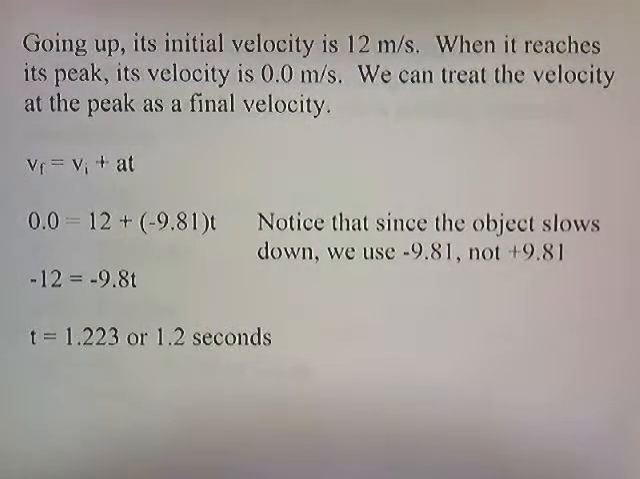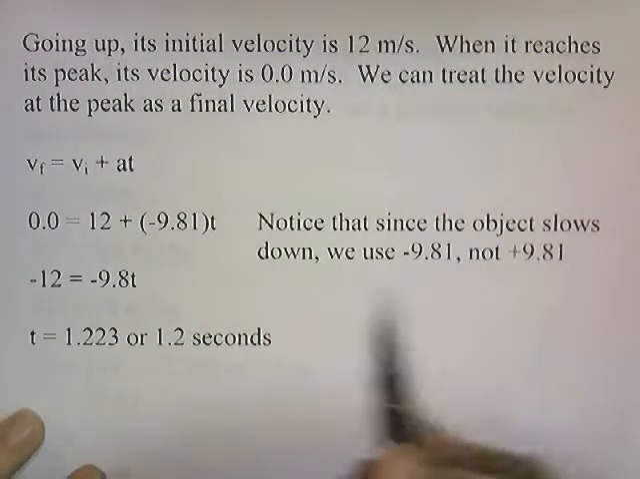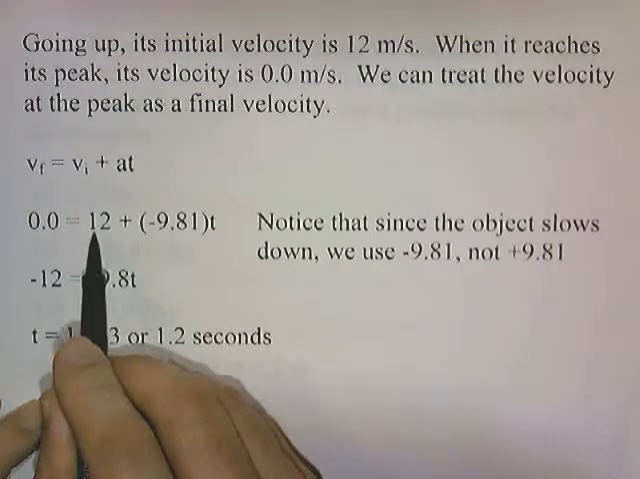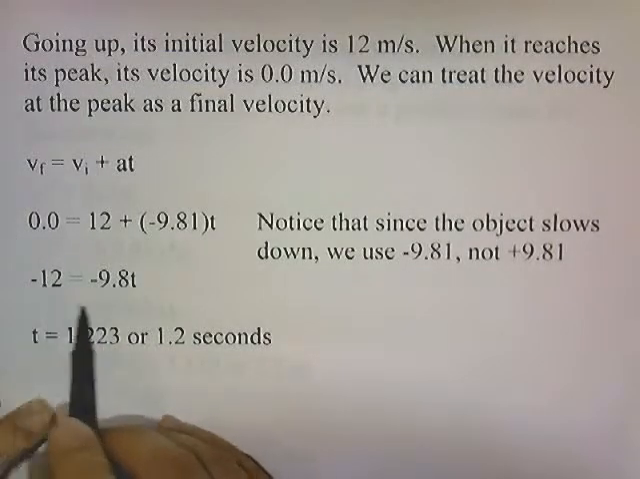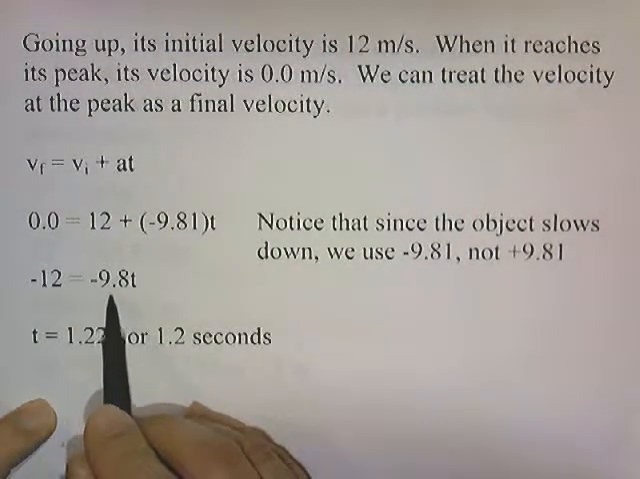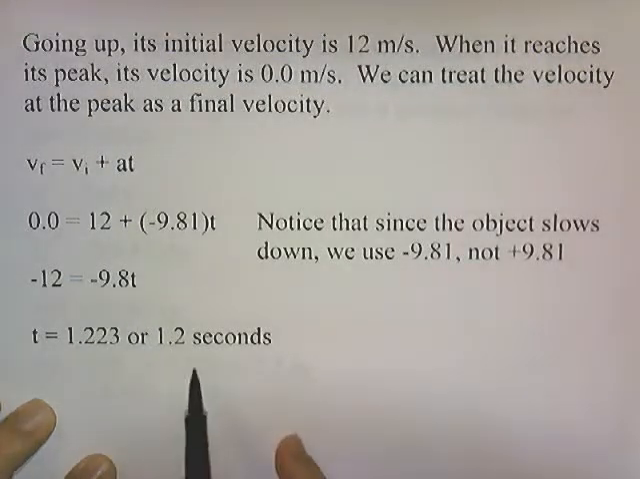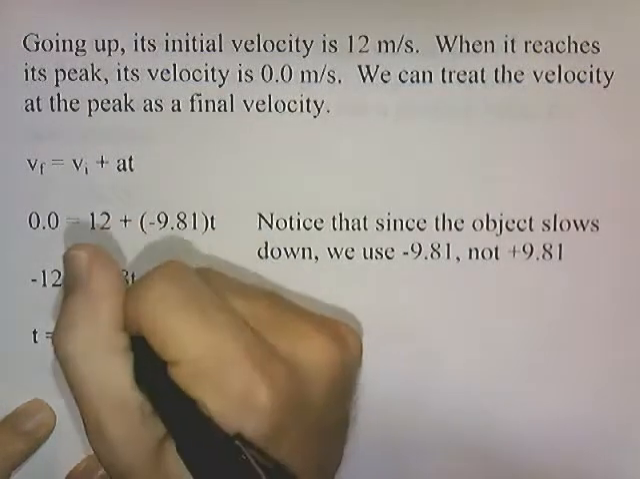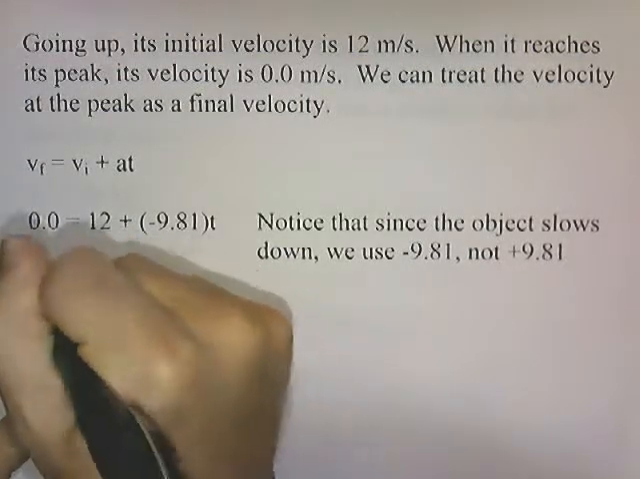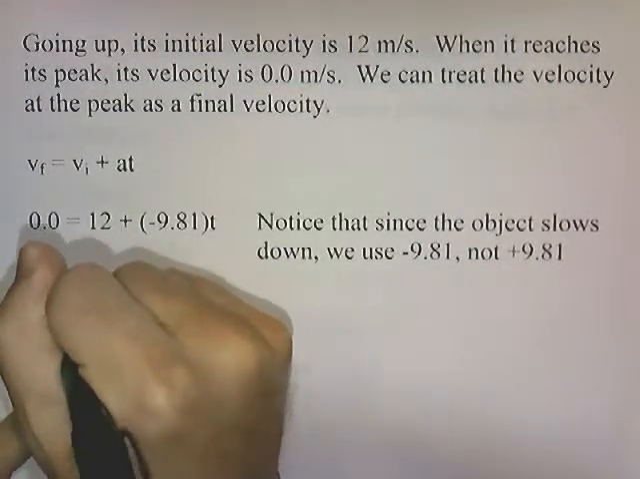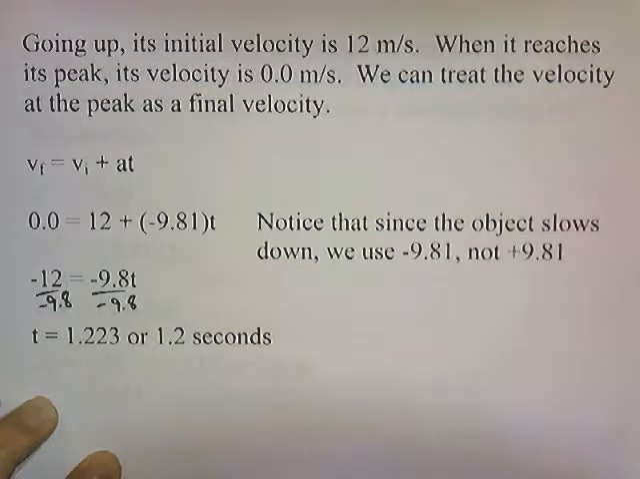Anytime the object slows down or changes direction, we have to make sure our signs are correct. We have to figure out whether it's plus or minus. Anyway, if we're going to solve for t, the 12 moves over to this side and becomes negative. Negative 12 divided by negative 9.8 gives 1.223, or 1.2 seconds. So you divide both sides by negative 9.8 and you get t equals 1.22 seconds.